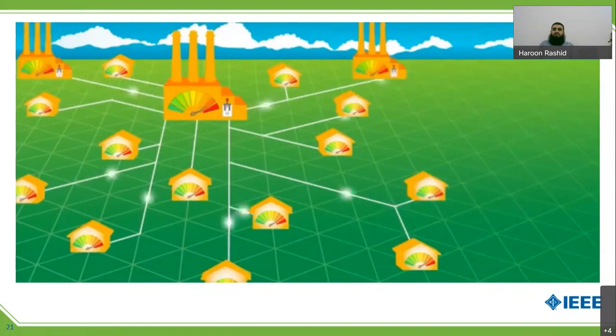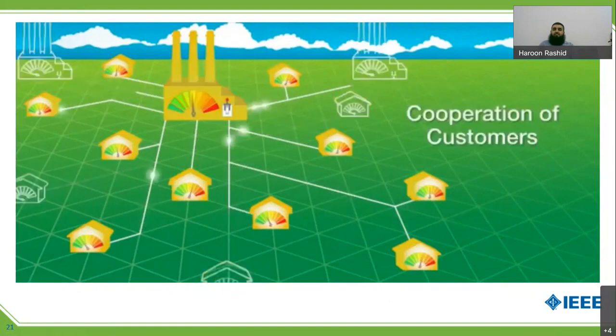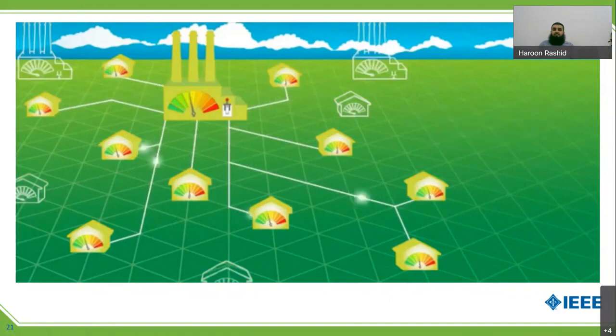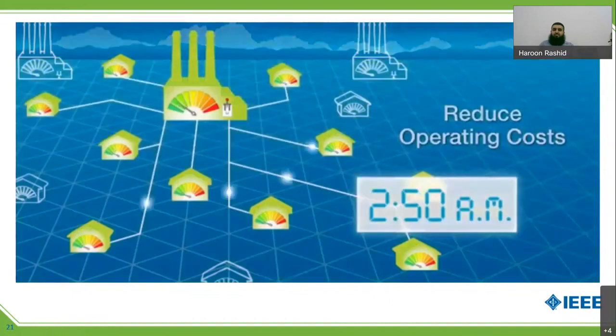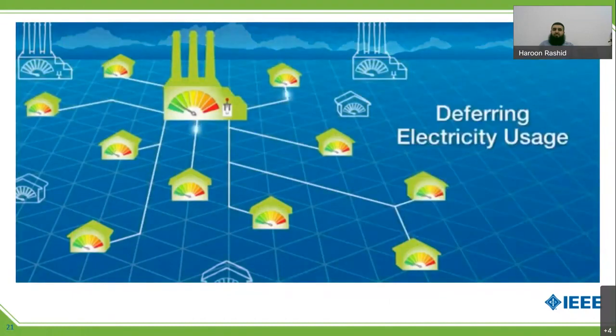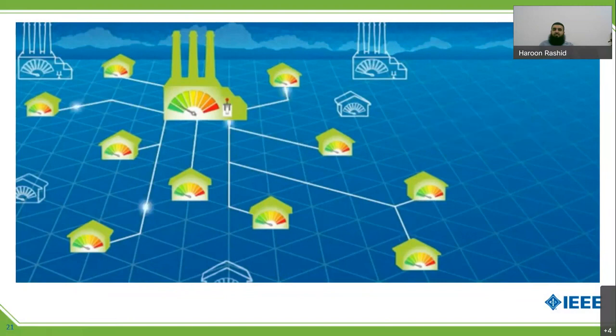The smart grid will enable utilities to manage and moderate electricity usage with the cooperation of their customers, especially during peak demand times. As a result, utilities will be able to reduce their operating costs. By deferring electricity usage away from peak hours and having appliances and devices run at other times, electricity production is more evenly distributed throughout the day.